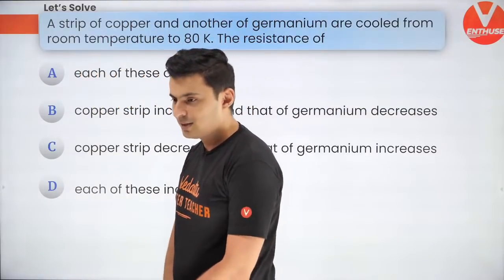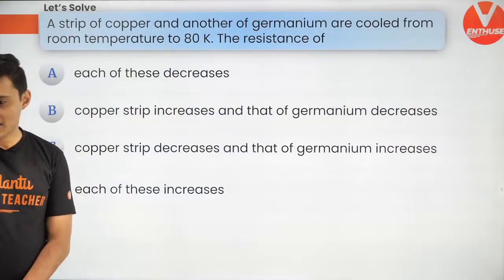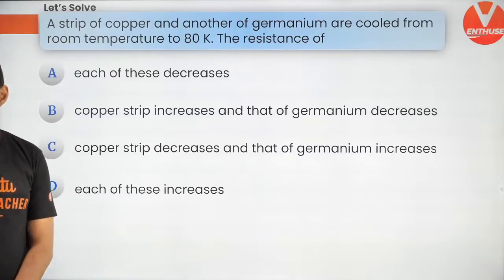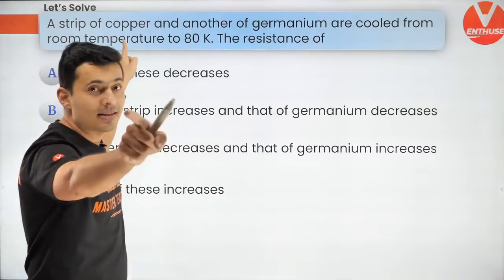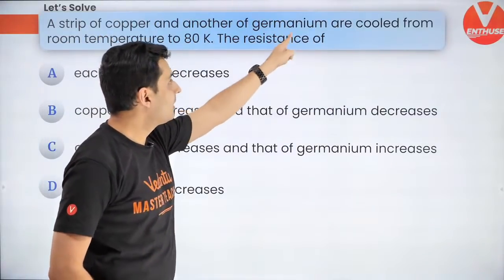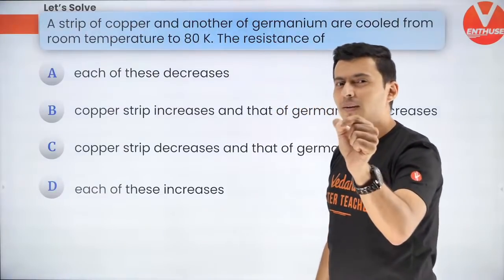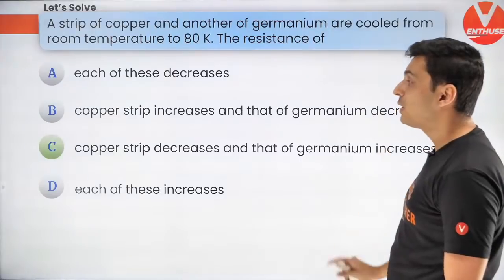Okay, we have Shreyas Sir minion saying C, Shabana saying C, Neha Fatima saying B. All right, Anu Peter saying C, Shubham saying C, I guess. Well, the correct answer is C. Copper is a metal. Germanium is a semiconductor. Now, think what will happen when you cool something.